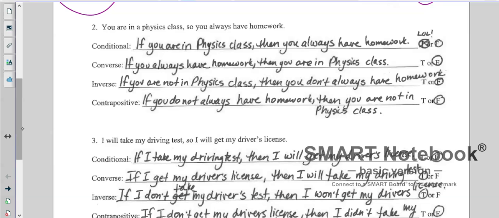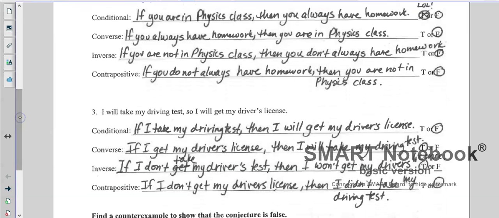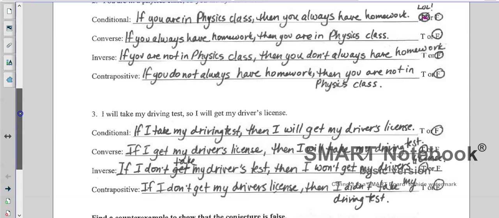I'm not going to do the walkthrough of the P's and Q's here, but just go through the trues and falses. If you're in physics, you will always have homework. Originally I started to put true, but no, it's false. Any class, you don't always have homework. If you always have homework, you're in physics class. Not necessarily, so that's false. If you're not in physics class, let's say you're in English, then you don't always have homework. Again, not always true. And if you don't always have homework, then you're not in physics class. Again, not true. You could be in physics class. So sometimes they all end up false.